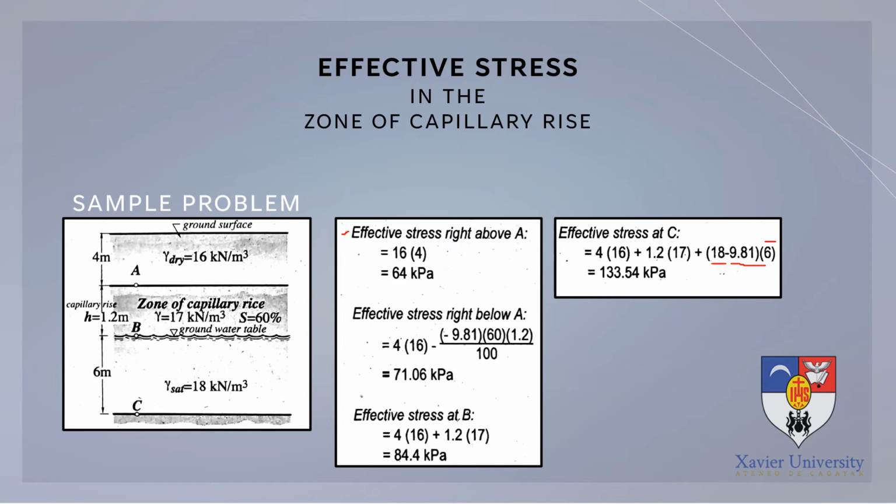So we can factor out the height or depth of 6, and then it comes up with this equation in total. So calculating that one, we have the effective stress at C equal to 133.54 kPa, which is still equal to the total stress minus the pore water pressure at point C. So there is pore water pressure at C because our groundwater table lies above our point C already.